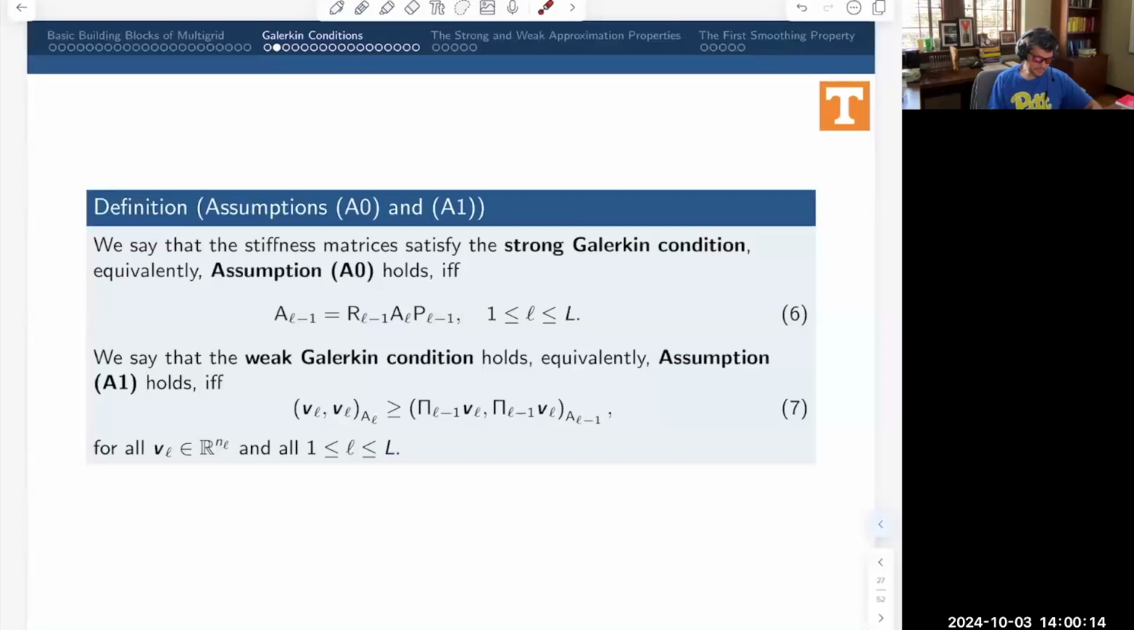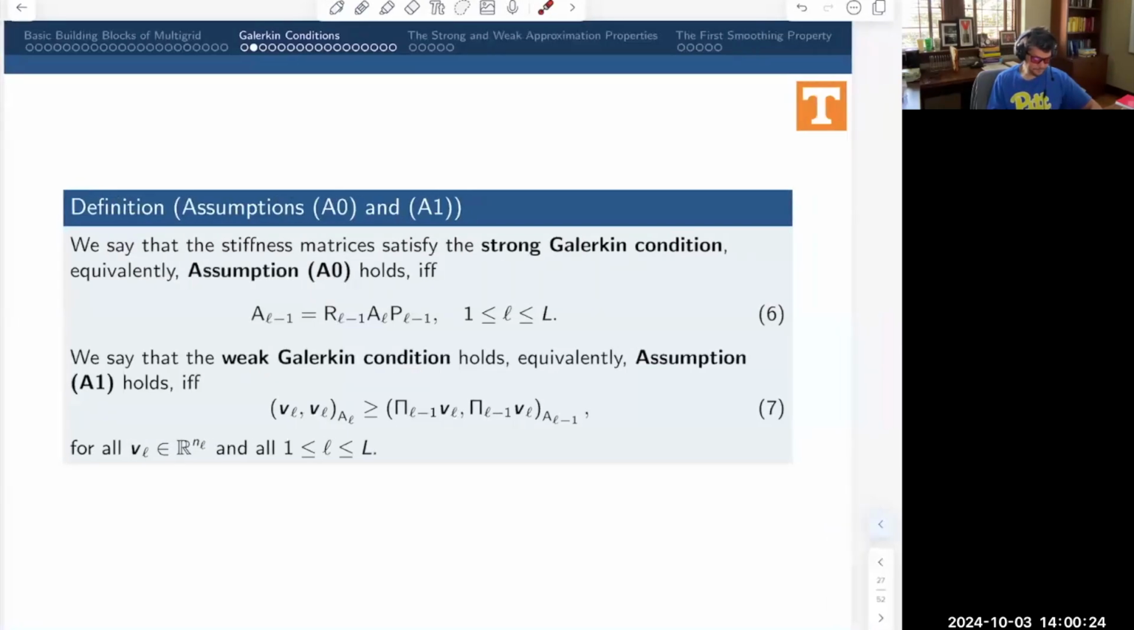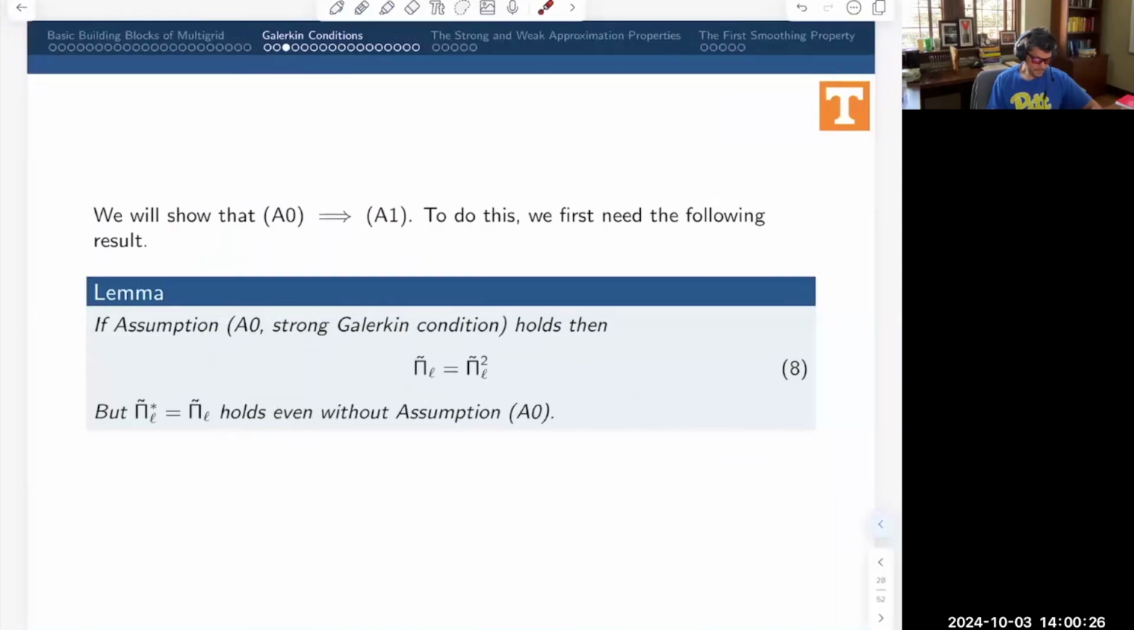If we call something the strong Galerkin condition and something else the weak Galerkin condition, then the strong should imply the weak Galerkin condition. And this is exactly what happens. So we're going to show that A0 implies A1, if assumption A0 holds. To do this, we need to prove something before that, though.